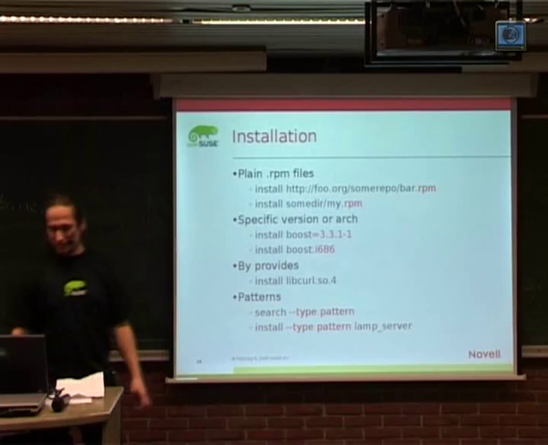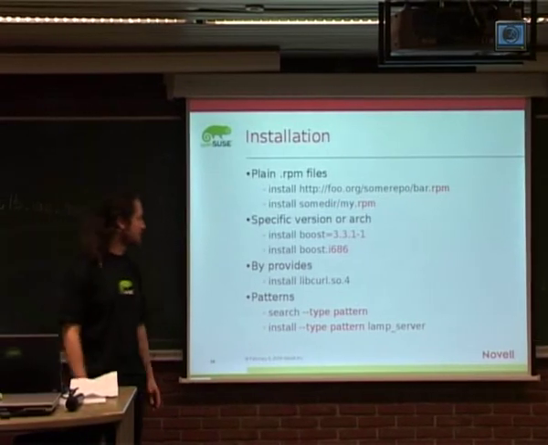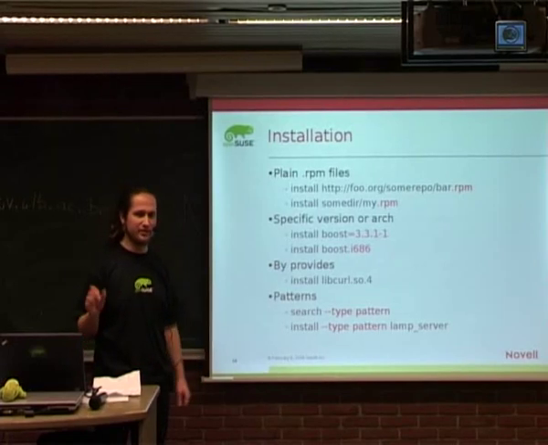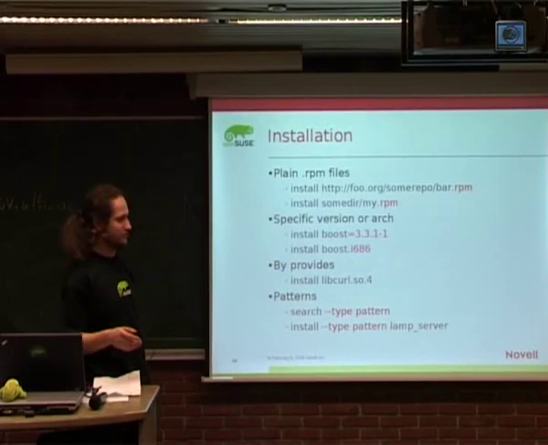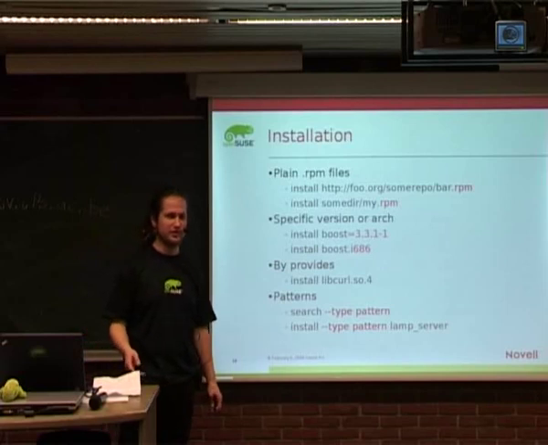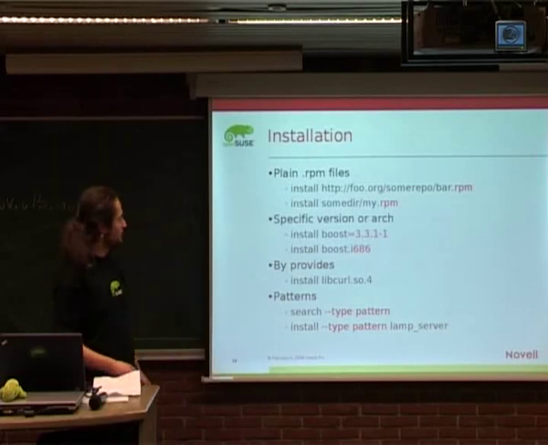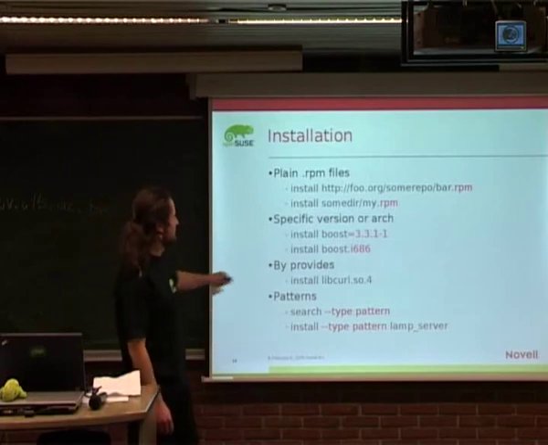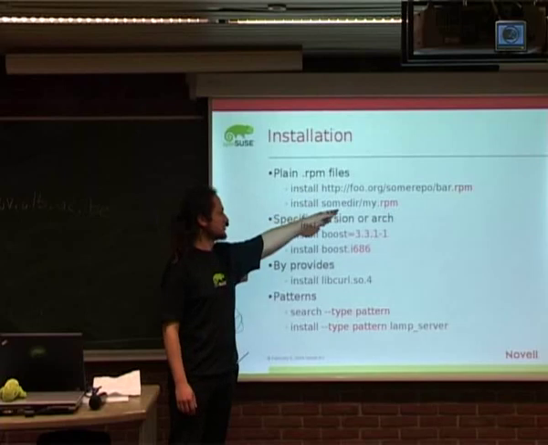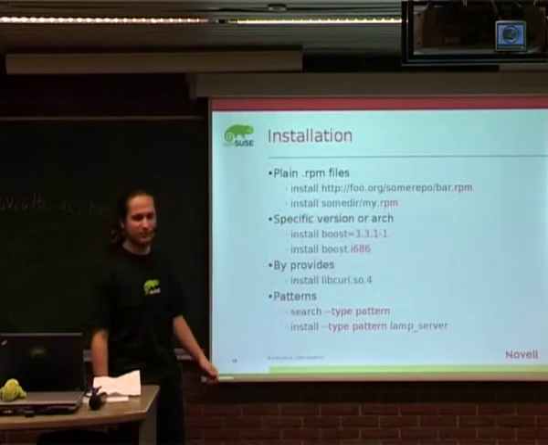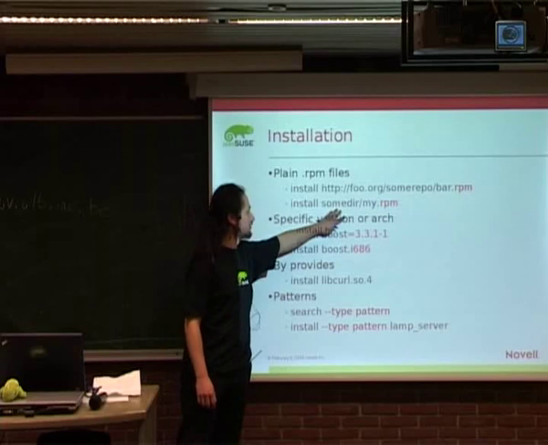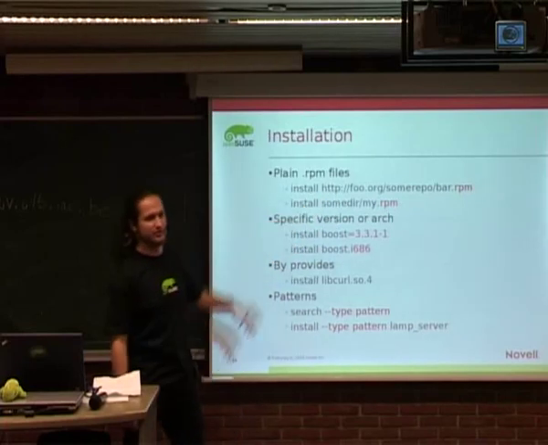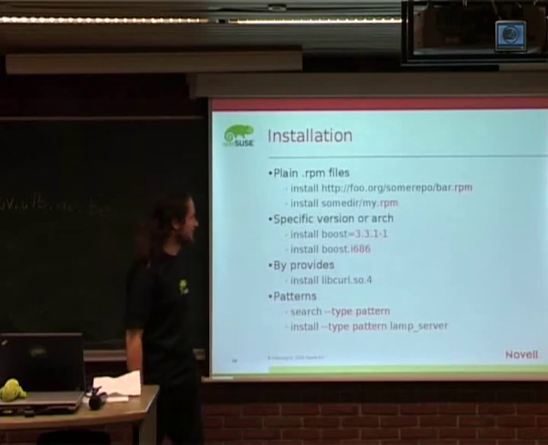The basic thing that you want to do with Zypper is install software. Well, the most obvious way is to type zypper install and the name of a package, if you don't care about which version it will install from which repository and so on. But there are some special cases. One of my favorites is that you can install a plain RPM file with Zypper, either local or remote, or on any media type that libzypp supports. More on that later.